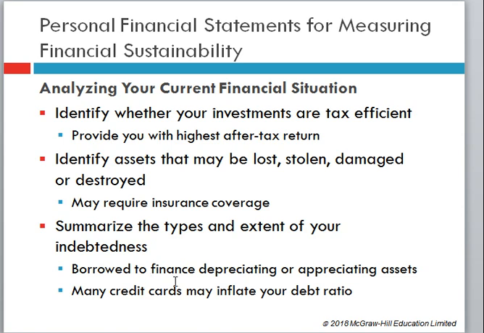Okay, summarize the types and extent of your liabilities. So borrow to finance depreciating or appreciating assets. So you can borrow money to buy an automobile or electronics, or you can borrow money to buy real estate. Automobile or electronics is a depreciating asset. So if you buy a new car, 1 year from now the value of that car goes down, but value of real estate ideally is an appreciating asset. So are you borrowing your money for buying depreciating assets, or are you borrowing your money for buying appreciating assets? You can see it from that.